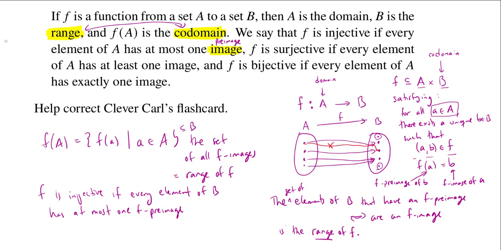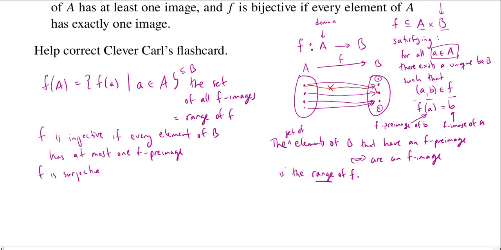All right, let's see what happened with surjectivity. F is surjective if every element of A has at least one image. And here Carl is going in the wrong direction again. He's treating surjectivity as a left-to-right condition. But in fact, surjectivity is a right-to-left condition. So F is surjective, we just write the same thing. Carl's almost right. He's just going in the wrong direction. F is surjective if every element of B has, well, now surjectivity means you have to have at least one preimage.